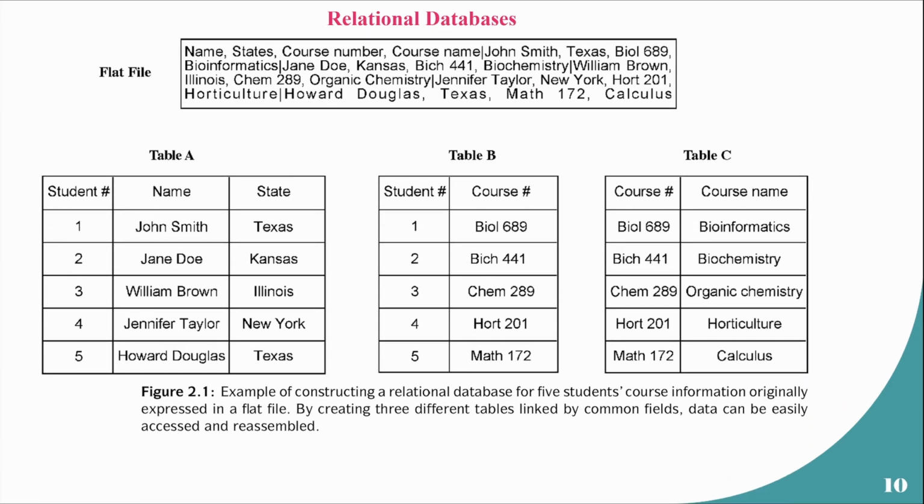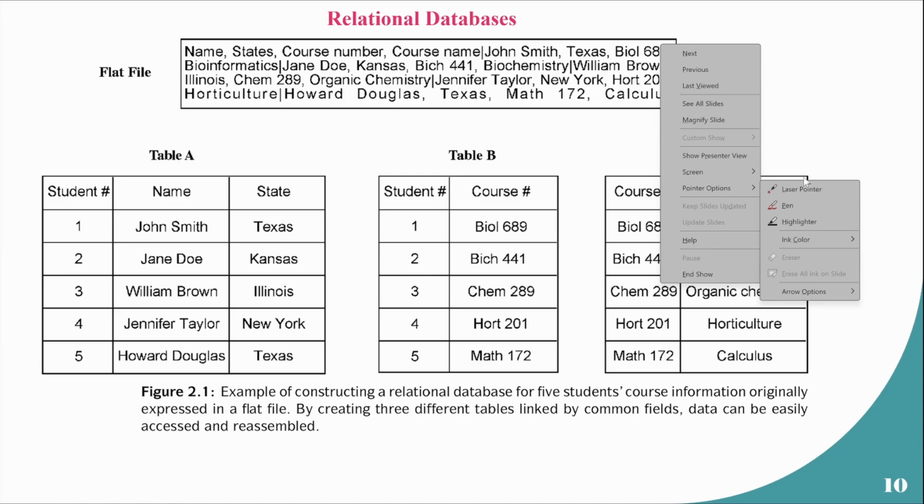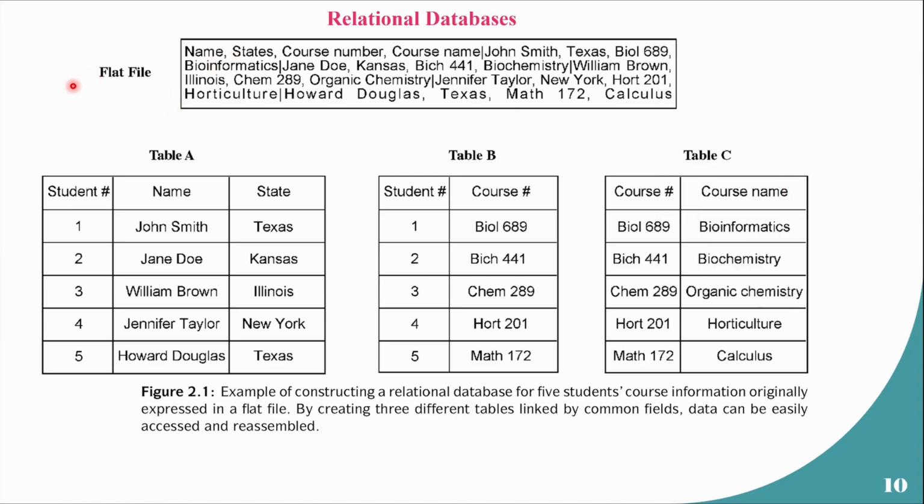So if we look at this slide here, the very first database that you will notice is in the form of a flat file, where they basically have four different categories, right? These are name, states, course number, and course name. So imagine this data is coming from some university or some course.